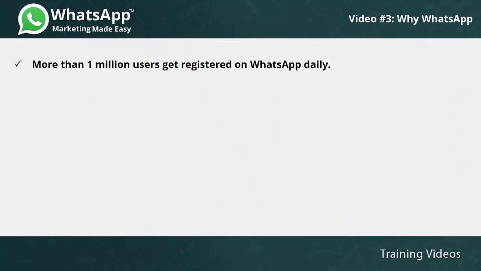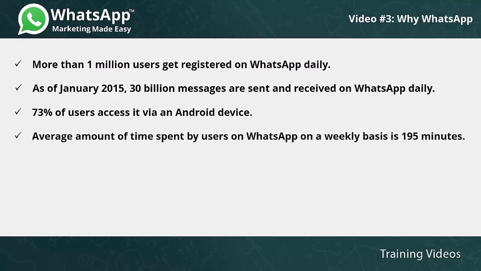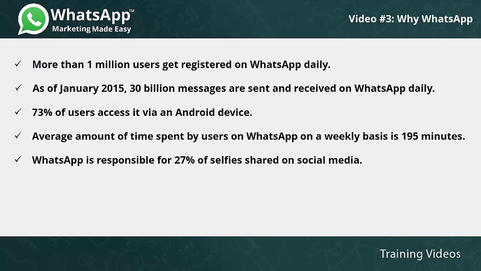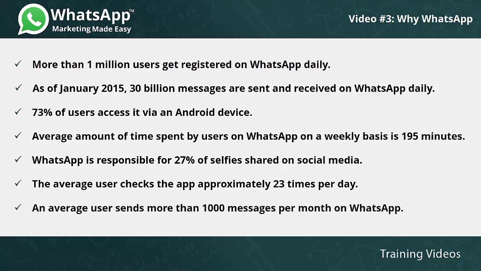More than 1 million users get registered on WhatsApp daily. As of January 2015, 30 billion messages are sent and received on WhatsApp daily. 73% of users access it via an Android device. Average amount of time spent by users on WhatsApp on a weekly basis is 195 minutes. WhatsApp is responsible for 27% of selfies shared on social media. The average user checks the app approximately 23 times per day. An average user sends more than 1,000 messages per month on WhatsApp.